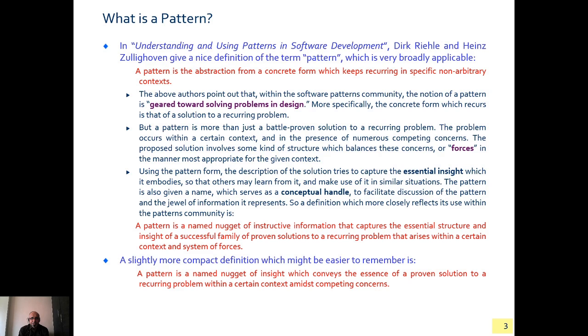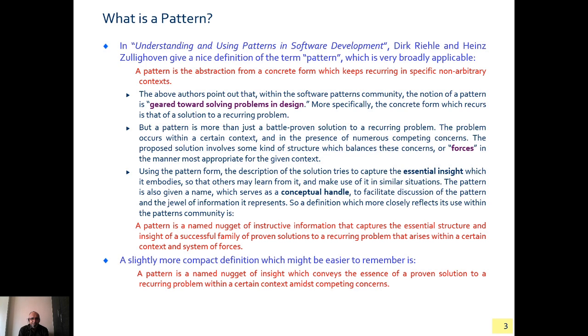So one has to consider the forces. Every pattern should address two things, structure and behavior. Apart from structure and behavior, it should focus on how I can create the elements of the solution. So creational, structural and behavioral are the three important factors or issues that must be addressed by a pattern. It is a conceptual handle which gives essential insight to facilitate the formation of a pattern.